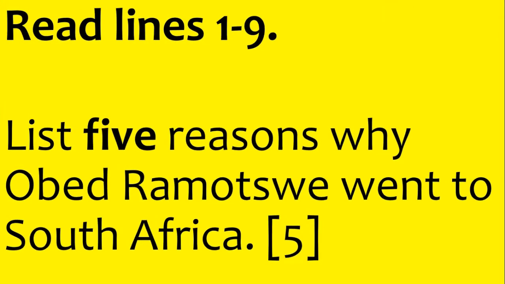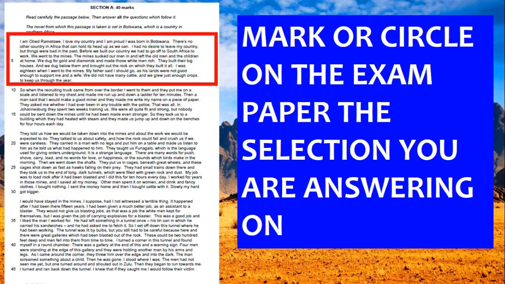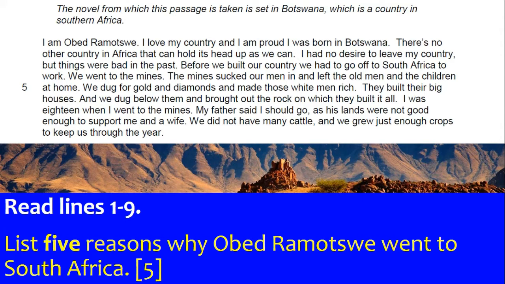Okay, the question we're looking at in this video is: read lines 1 to 19, list 5 reasons why Obed went to South Africa, and it's worth 5 marks. Again, like I said, mark where it is, so we know that the answers we're looking for come from this part of the extract. So let's have a look at it.